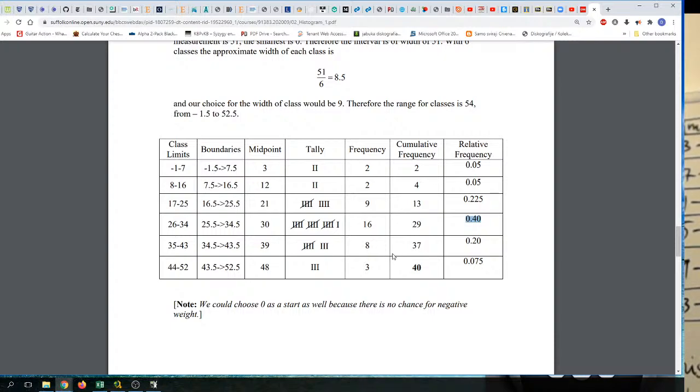Then you have 8 divided by 40, that's 20%. The 8 is a fifth of 40, so that's the next to the last class. And in the last class, you have 3 out of 40. 3 divided by 40 is 7.5%. Okay?